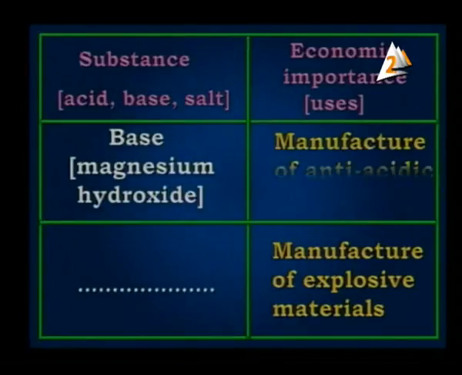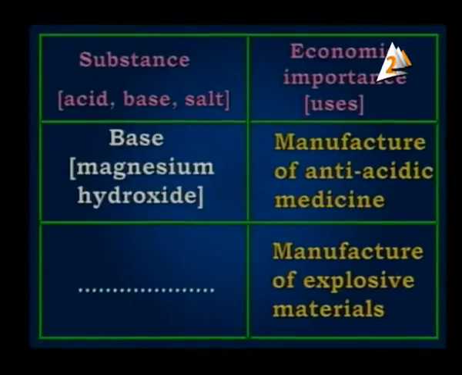So the first one here, it's manufacture of anti-acidic medicine. What's meant by anti-acidic medicine? If you have acidity in your stomach, if you eat a large amount of food, it's very important to know this. If acidity increases inside our stomach, we have something like burning inside our body. So we have the base here, magnesium hydroxide. It reacts with this acid to make salt and water, a neutralization reaction between them.